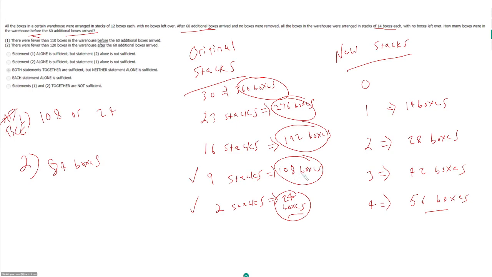And here we would have 108 plus 60, which is 168. So we would be over. So that means this is our only possibility here. And so statement 2 is sufficient. And technically our answer, it's not our 84. Our answer is our 24, because that's the number of boxes we had originally.